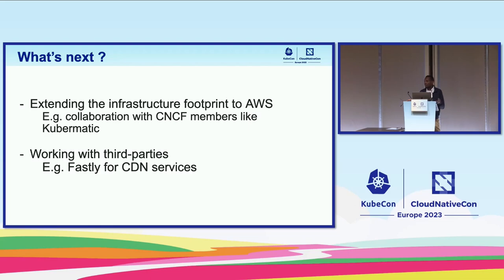So we're working with specific companies, mostly CNCF members like Ubermatic, to extend the CI infrastructure to AWS and leverage that donation. So we have a multi-cloud approach related to CI. It's kind of dogfooding because we also want to make a point that the Kubernetes project is capable of leveraging different cloud providers to make sure we can provide CI for the community.